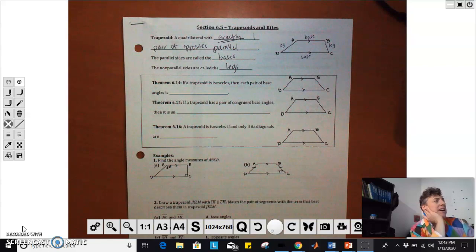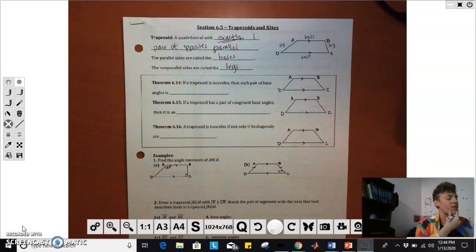We can have a special kind of trapezoid, an isosceles trapezoid. You guys remember what an isosceles triangle was? How many sides were congruent in an isosceles triangle? 2. It'll be the same situation here in this trapezoid.